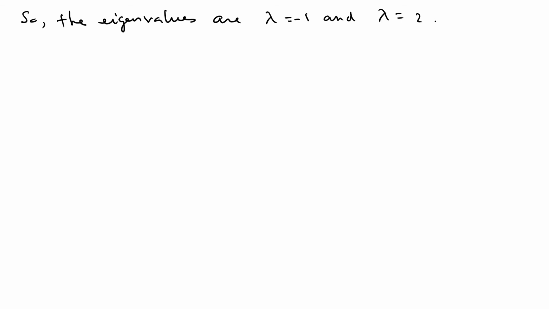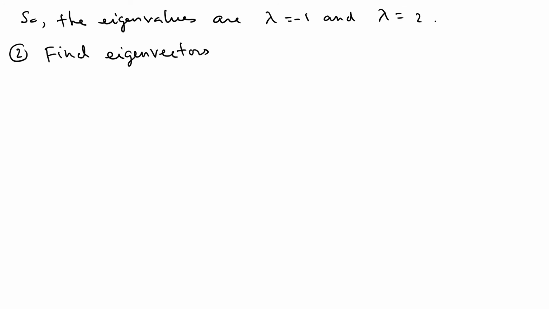So let's write that. So the eigenvalues are lambda equals negative 1 and lambda equals 2. Now what we're going to do, for each eigenvalue, we're going to find the corresponding eigenvector. So let's do the second step. Step number 2, find eigenvectors.